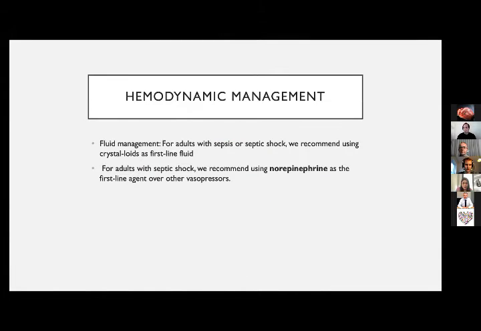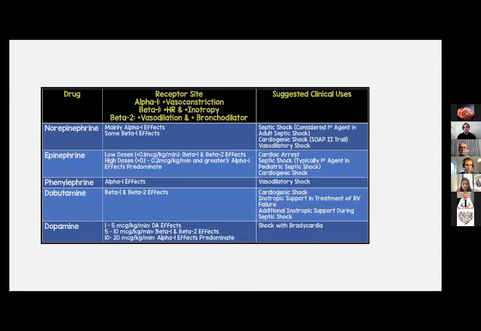So adults with sepsis, crystalloid is first line, and norepinephrine has unequivocally been said to be the vasopressor of choice in these patients to maintain their hemodynamics. So it is important for us to remember and revise how these different vasopressors work, and when do you add an inotrope like dobutamine eventually to maintain hemodynamics.